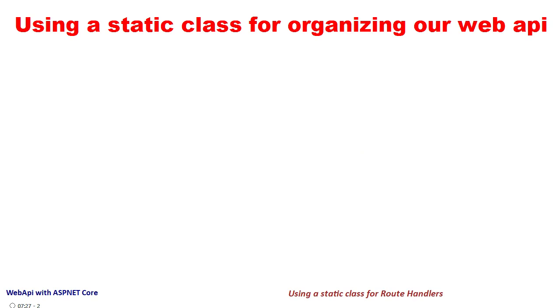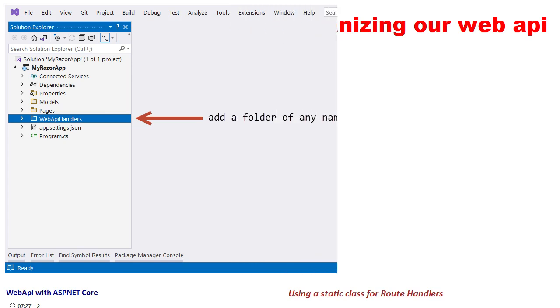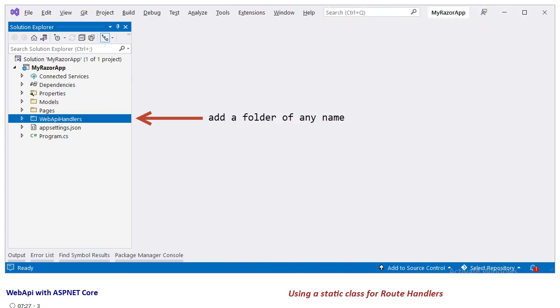The approach I prefer is to use a static class, and now I shall demonstrate how we can modify our existing web API project so that it uses a static class for neatly holding all our web API. Our project has about 6 web API, and now it's time to put all of them in a static class. Open the web API project and right-click to add a folder called, let's say, Web API Handlers. This folder can contain all our static classes for our route handlers.